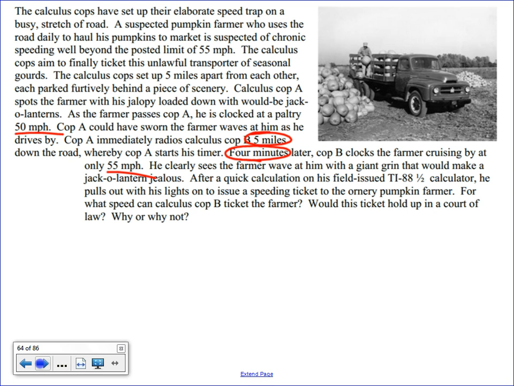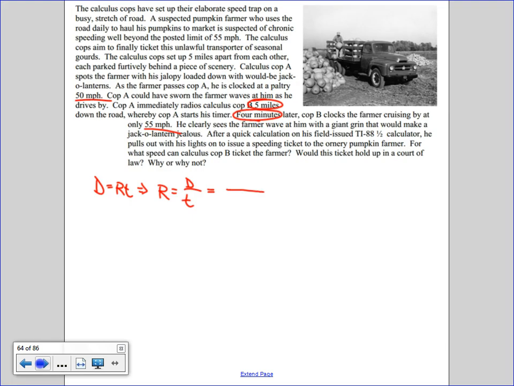The distance. How did you find rates a long time ago? Distance equals rate times time, or rate equals change in distance over change in time. It's okay, it's been a while. What can I plug in to find his average rate? What's his average rate over that time period? 5 miles, that's his displacement, right? His change in position. And 4 minutes. Well, 5/4, what does that have to do with anything?